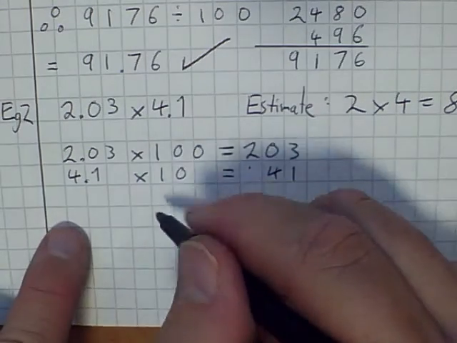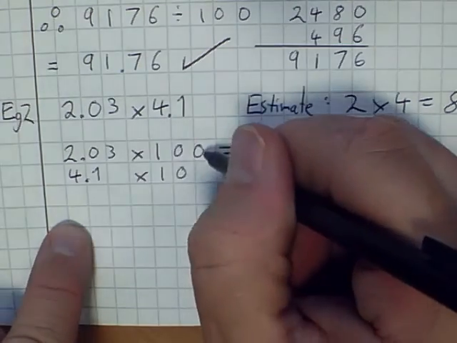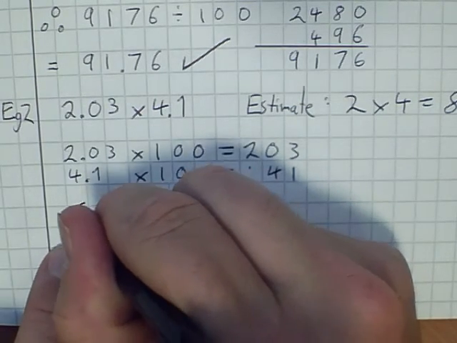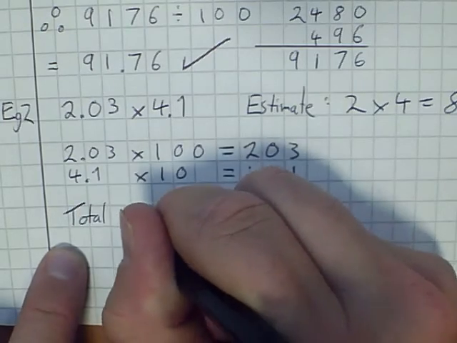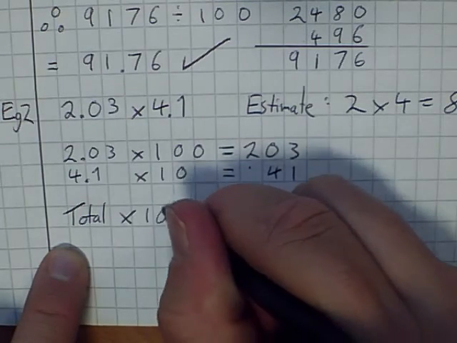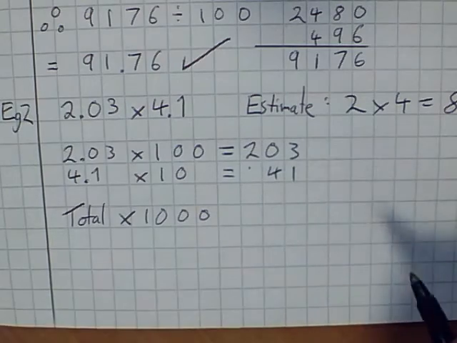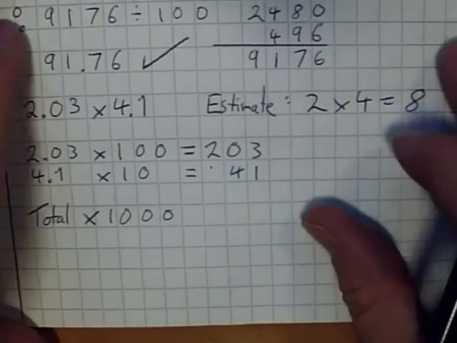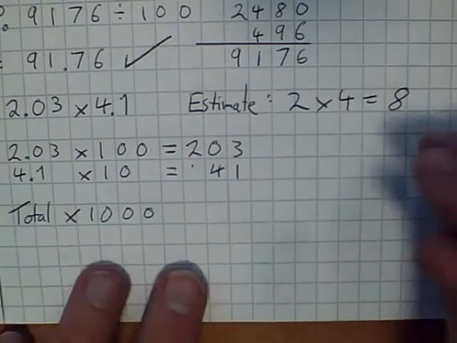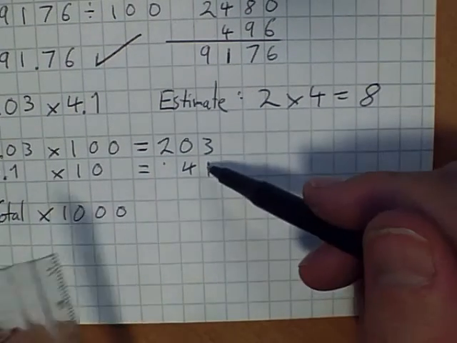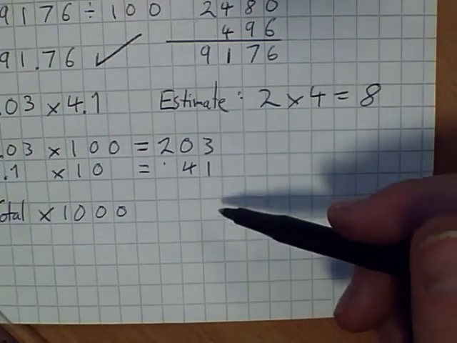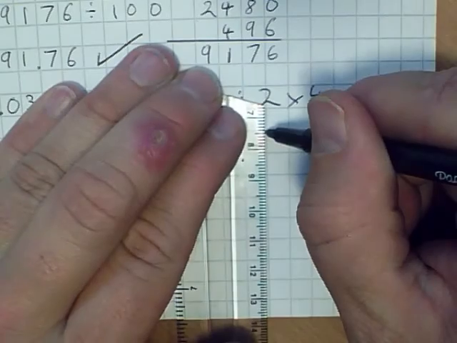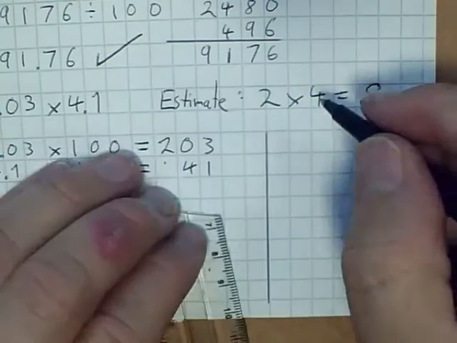So before I carry on though, I'm going to have a look at what my total multiplication was. If one was multiplied by 100 and another was multiplied by 10, then my total multiplication was times by 1000. So at the end I'm going to have to divide by 1000. So all I need to do now is set out a grid method again for 203 times by 41. There's lots of different ways you could do this, but that's what I'm going to do now.